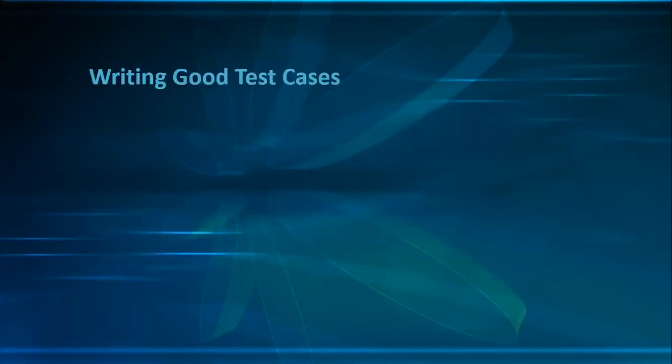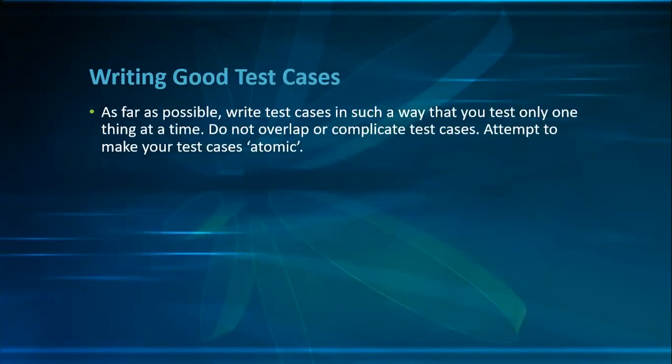So now, writing a good test case, what does it entail? How will you know you're writing a good test case? As far as possible, write the test case in such a way that you test only one thing at a time. Don't make it too ambiguous. Don't make it too complex. Don't bring everything together. Let it do one thing at a time. Don't muddle things up. Don't overlap it.